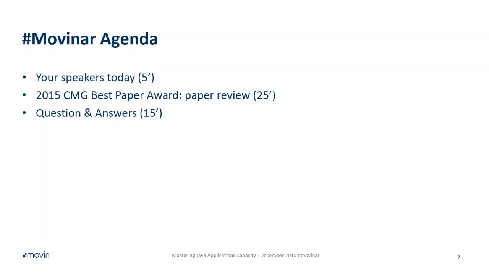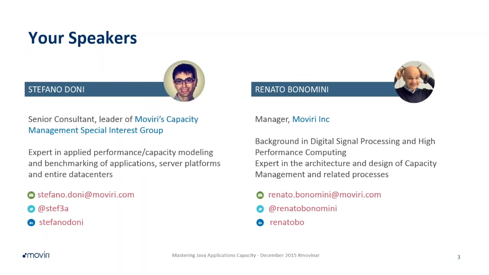And at this point, I would like to introduce the speakers. The paper itself, Stefano Doni is the author, and he will be talking about his experience in Java capacity planning. Stefano is a senior consultant at Moviri and is our lead for the Capacity Management Special Interest Group. He's a true expert in applied performance and capacity modeling, and you can see the passion in how he does this experience in capacity planning.